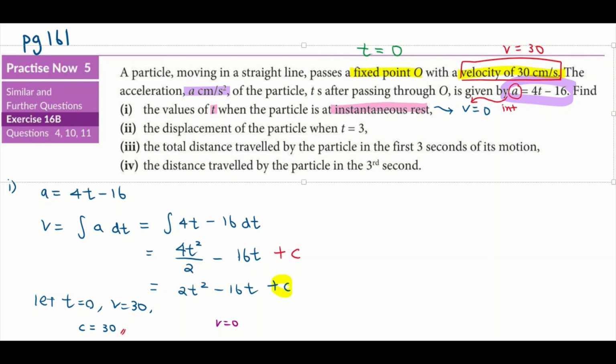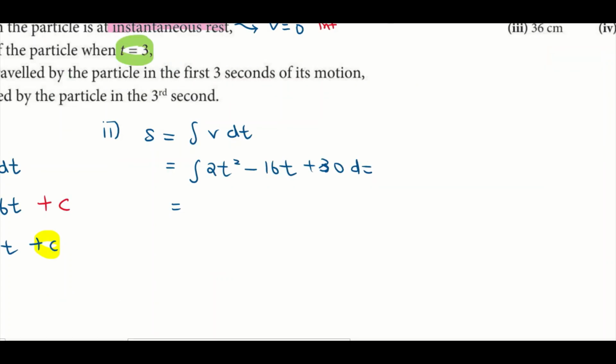For part 2, let's find the displacement of the particle where t equals 3. But again, do they give us displacement s? No, they don't. But so far, we have acceleration a and also velocity v. So I will have to use integration. Integrate velocity with respect to time to get displacement. So this will be power plus 1 divided by the new power. Don't forget your plus c for integration.